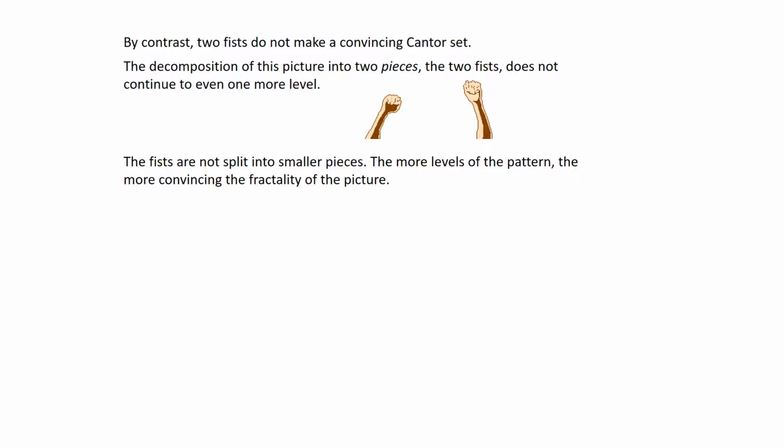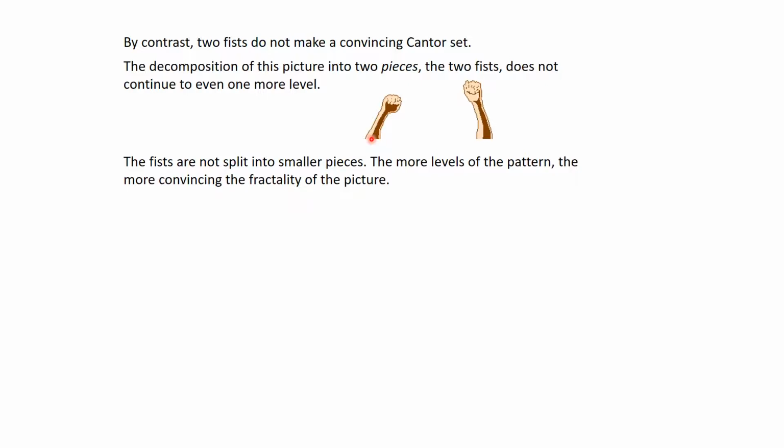Okay, let's come back to the common mistakes in making fractals. As I told you, you have to go at least a few levels. If you just say two fists, yes, there are two fists, and there is an object, a gap, and an object. But this does not make a Cantor set. A Cantor set has a line and a gap and a line, and that is repeated over and over. So if somebody says this is also a gap and object, that does not make it one, as the two fists do not continue to even one more level. So it is not a sort of Cantor set, and the fists are not split into smaller pieces.